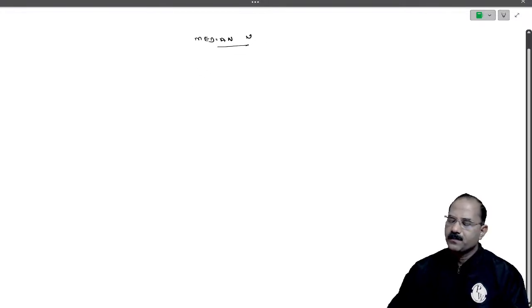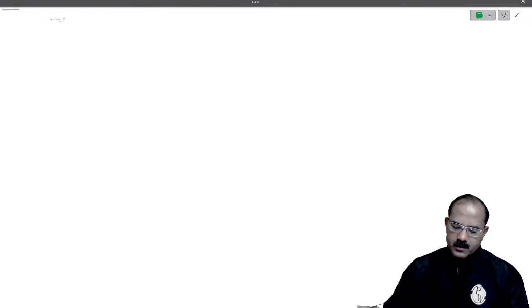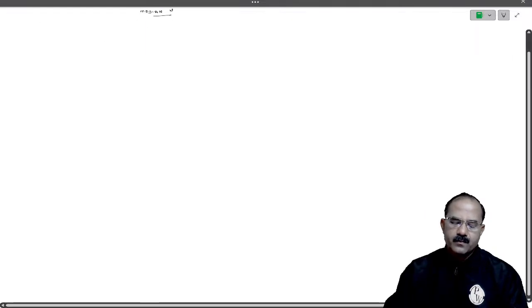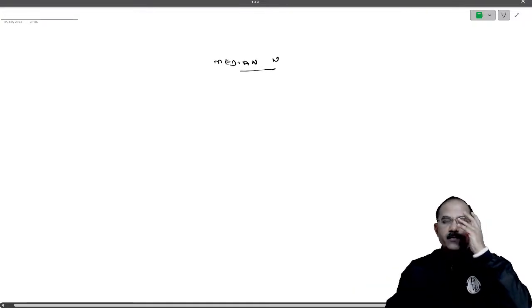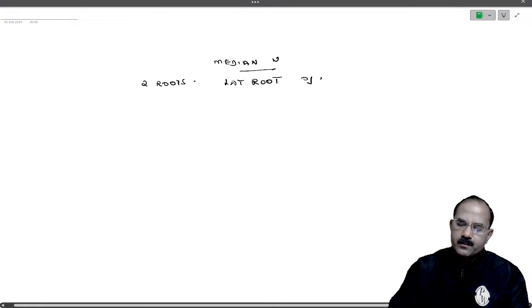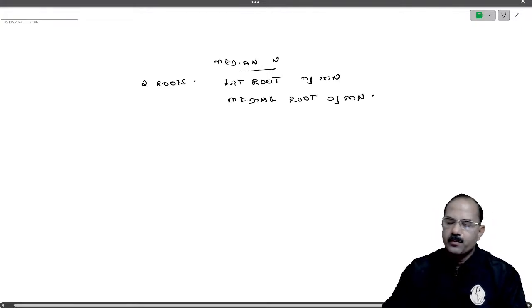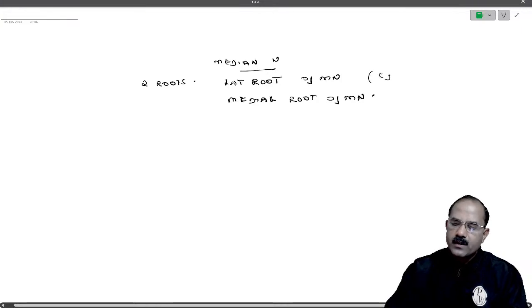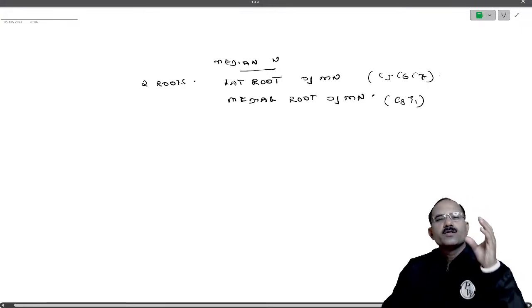Now, students, if you can tell me, how is the median nerve formed? The median nerve is formed by the joining of two roots. What is that? The lateral root of median nerve and the medial root of median nerve. The lateral root of median nerve, what is the root value? C5, C6, C7. And the medial root of median nerve, the root value is C8 and T1. Right. So median nerve is formed by two roots.